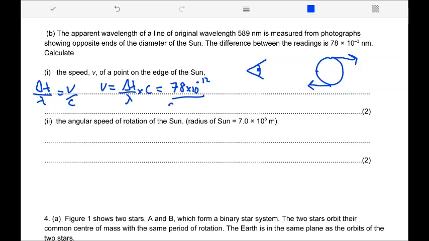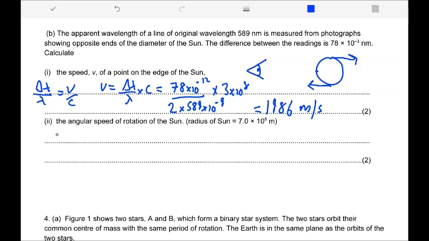divided by 2. There's a divide by 2, and also the wavelength read as well, which is times 589 nanometers, or times 10 to the minus 9, and then times by the speed of light, 3 times 10 to the 8. So when we plug this in, we get about 1986 meters per second.